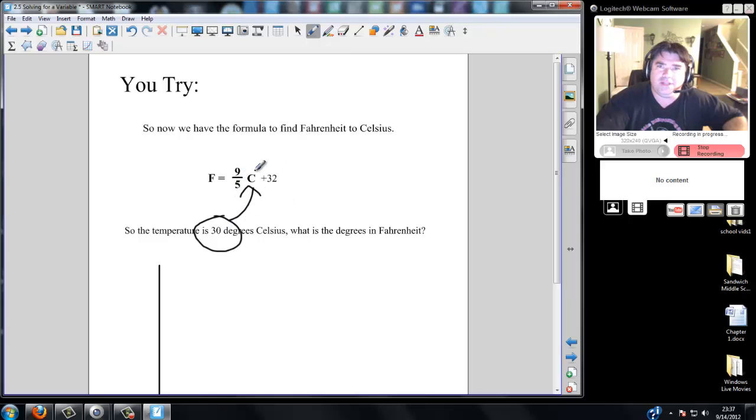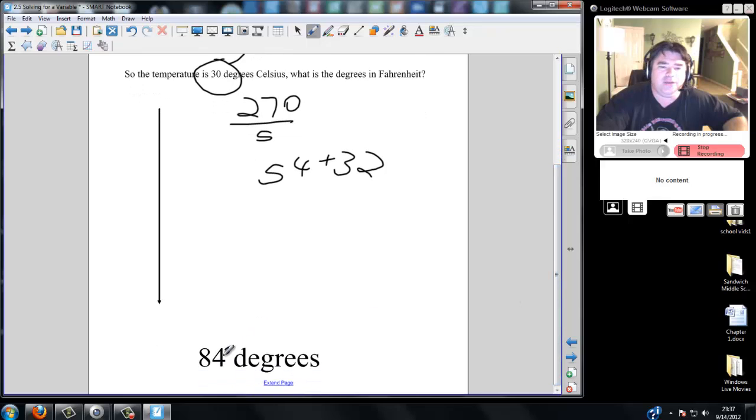So I'm going to take 30 times 9 divided by 5. 30 times 9 is 270 divided by 5. And that's going to turn out to be, I believe, 54. That looks about right. Plus 32. And that's going to make 86. I know this says 84. That was a misprint. It's actually 86. I hope you got that as well.